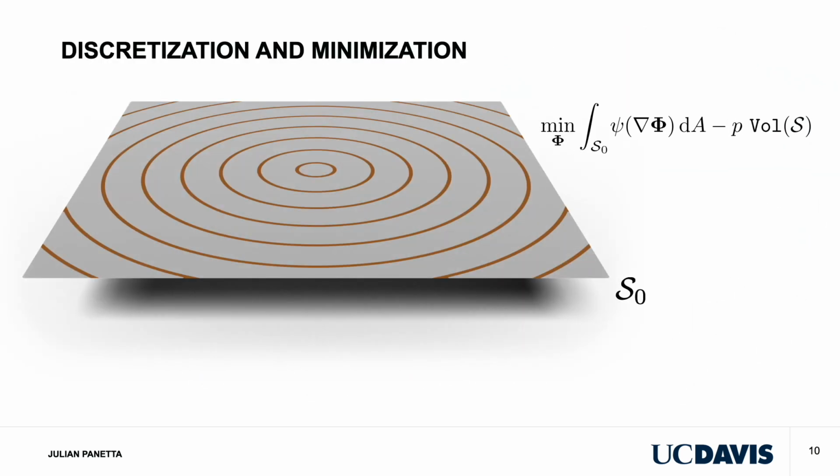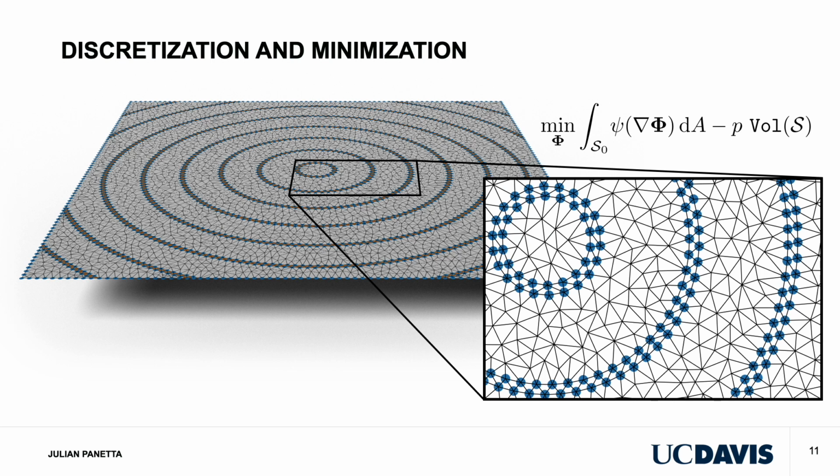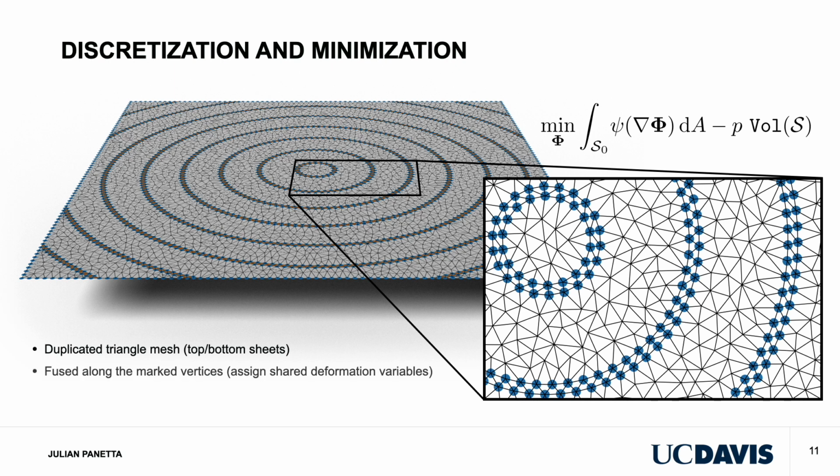We discretize the elastic membrane with a triangle mesh and use piecewise linear finite elements to represent the deformation map. The simulation operates on two copies of the mesh, one for the top and bottom sheets. The sheets are fused together by assigning the same deformation variables to each copy of the fusing curve vertices, highlighted here in blue. We solve the resulting discrete minimization problem using Newton's method.